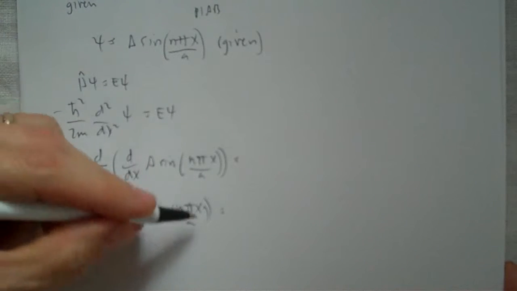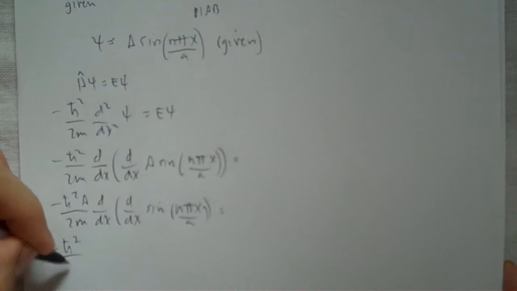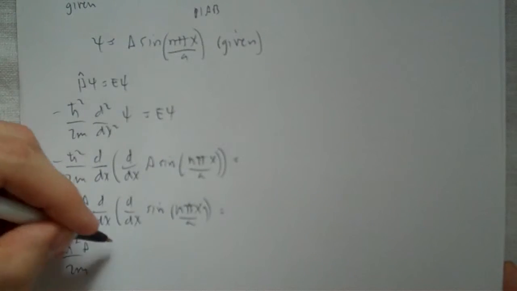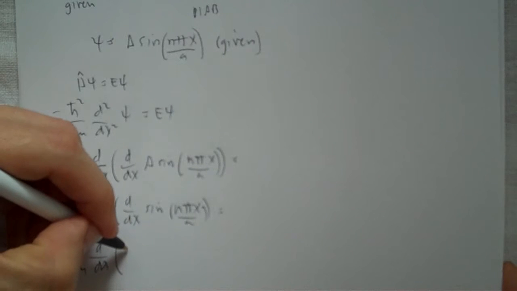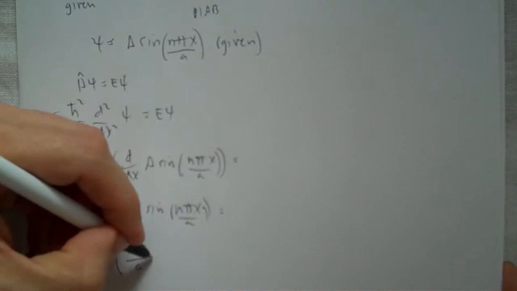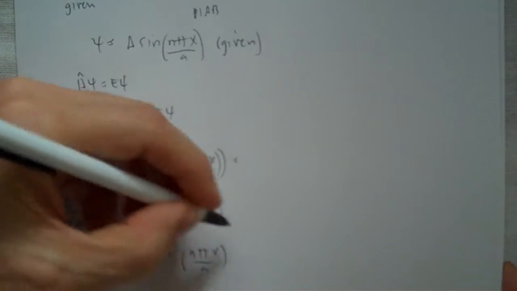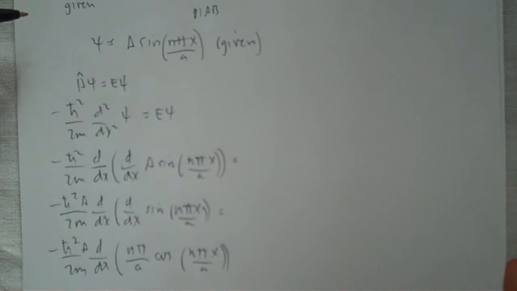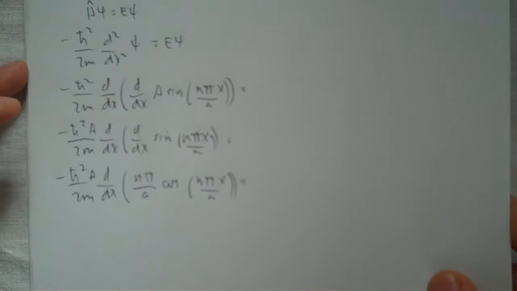Okay, so what's the derivative of sine n pi x over a? And to keep things clean, I'm going to keep writing this part out, okay? But the derivative of this is just n pi over a cosine n pi x over a, right? Is equal to what? We'll keep going, okay?